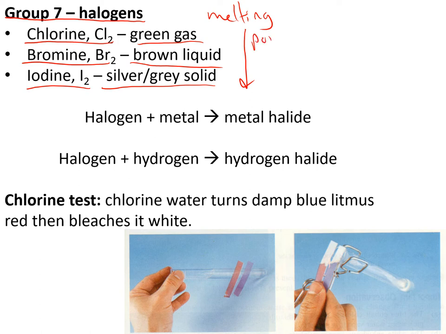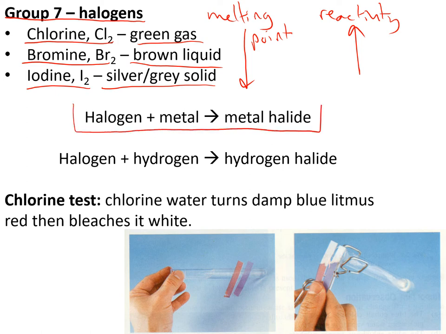Okay. We'll also find that the reactivity increases going up the group. So chlorine is more reactive and iodine is less reactive. We need to understand the reaction with metals, and it's very straightforward. A halogen plus a metal makes a metal halide.